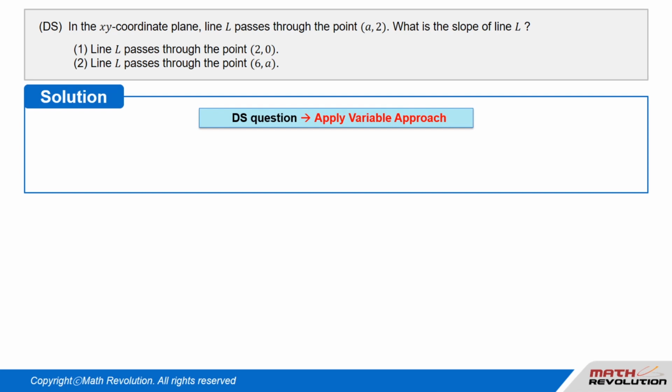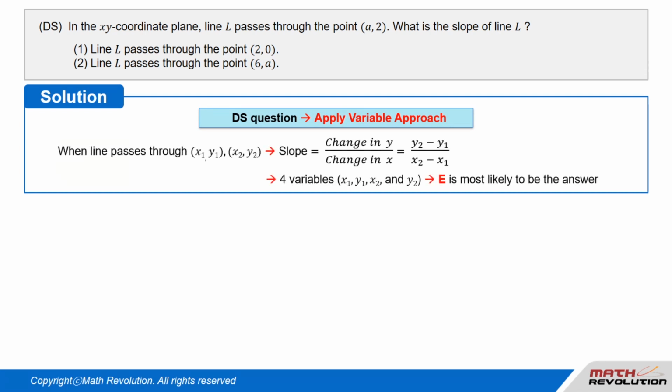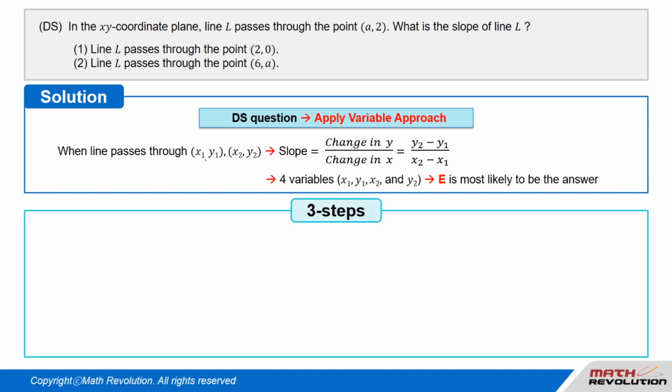Solution: let's solve this DS question using the variable approach. When a line passes through (x1, y1) and (x2, y2), we use this formula to calculate its slope. Slope equals change in y over change in x, that equals (y2 minus y1) over (x2 minus x1). Since there are 4 variables, x1, y1, x2, and y2, E is most likely to be the answer. Let's apply the 3 steps suggested previously.